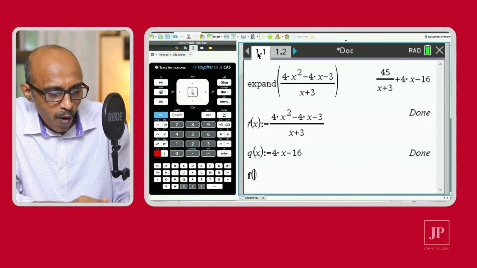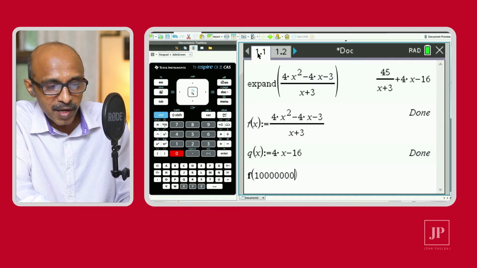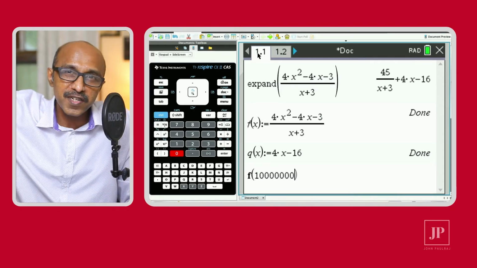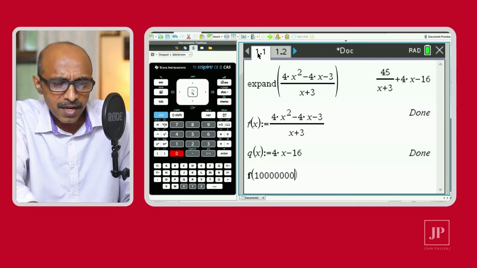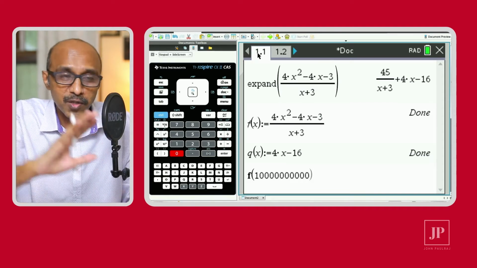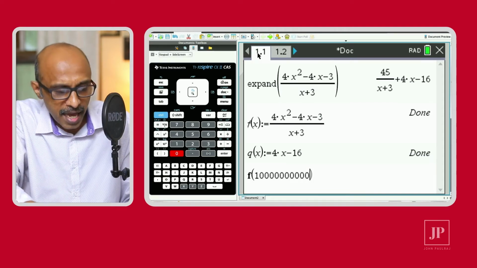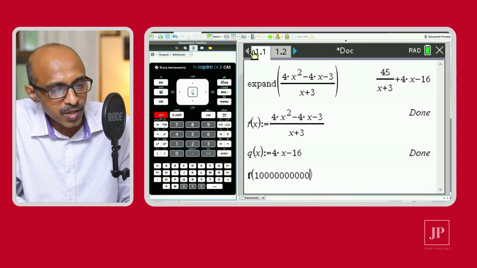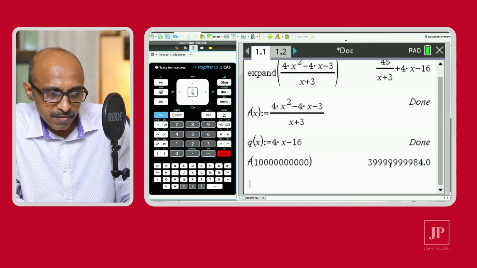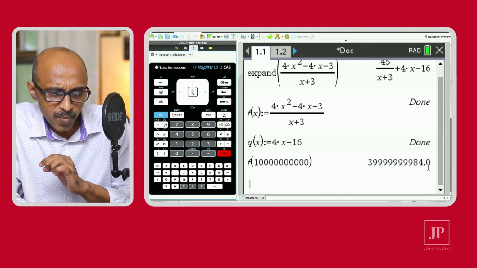Just to make it more interesting, let's go back to the calculator page, and I'm going to say f of, let's make a really large value. Remember, x being a really large value is actually talking about x approaching infinity. That was the idea. Large values. Let's hit enter. Should we put 2 more zeros? Okay, I'd put 3. That's okay. X approaching large values. I'm going to hit control enter so that I can get an approximate value. There we go. So 3 followed by how many 9s and 84.0.